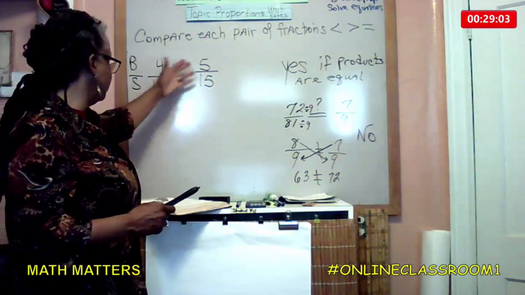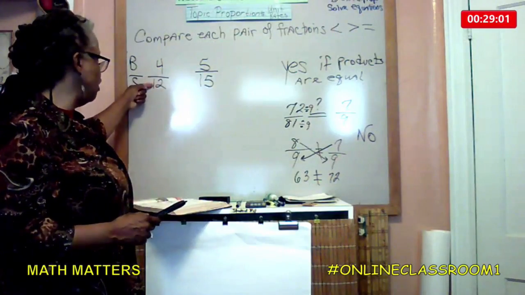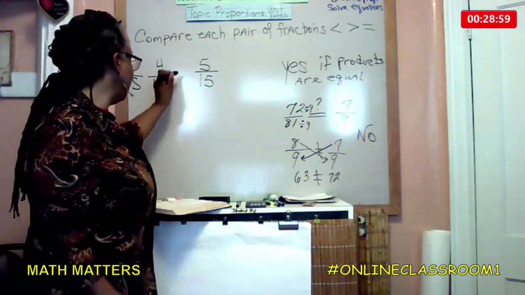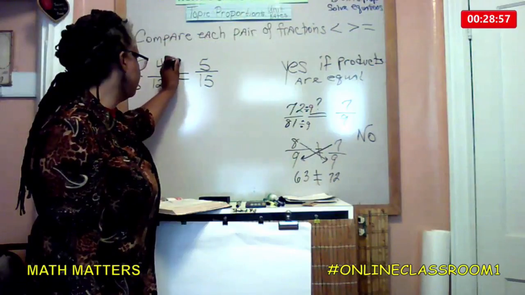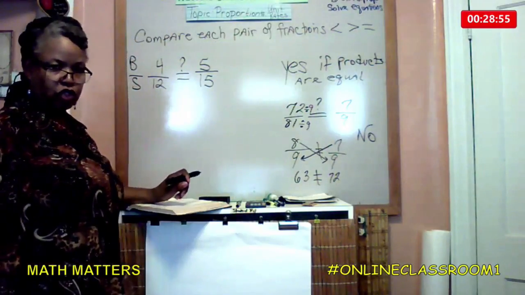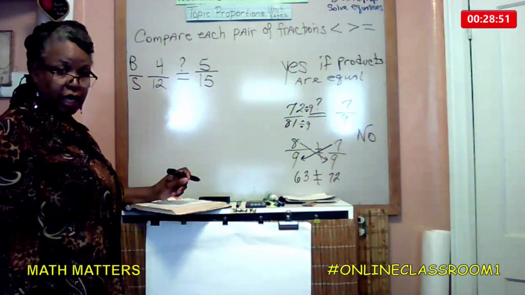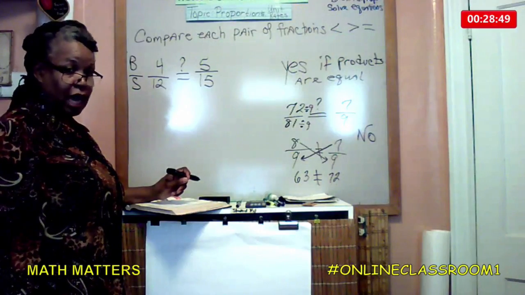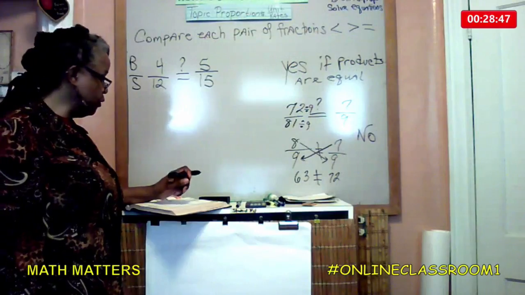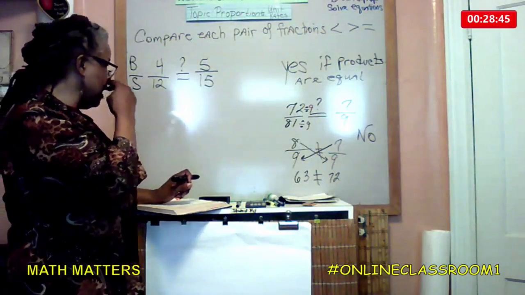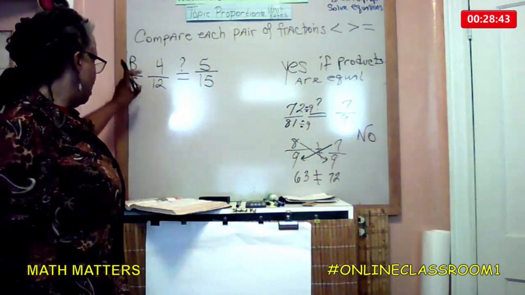Are they equivalent? 4 out of 12, is that equal to 5 out of 15? That's the big question. If the answer is yes, then they're proportional. If the answer is no, then they're not proportional. Okay? So let's look and compare.